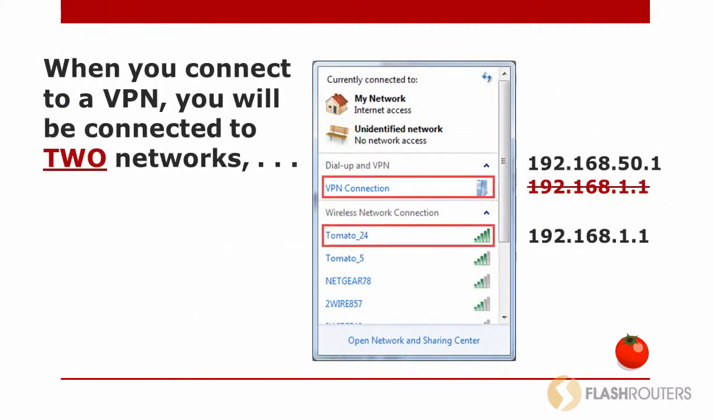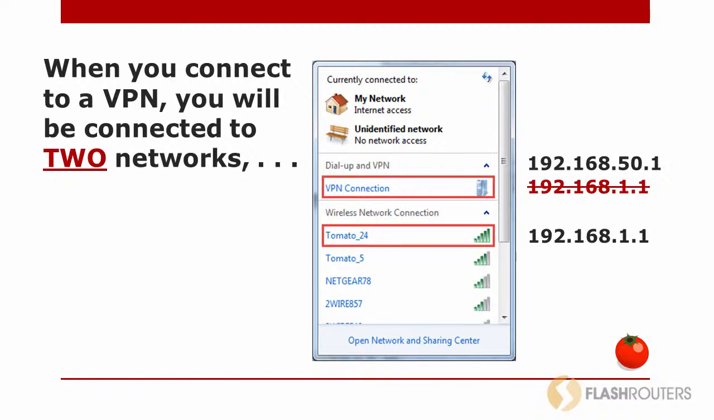Now, keep in mind, when you are connected to a VPN, you're connected to two networks. The network that you're connected to the internet with, say from a public hotspot, and you're also connected to the VPN connection. When you're connected to a VPN, you need to consider the IP address that you're connected to. Now, you'll notice that the network on the bottom is using IP 192.168.1.1, which is a very common private IP address for many routers.